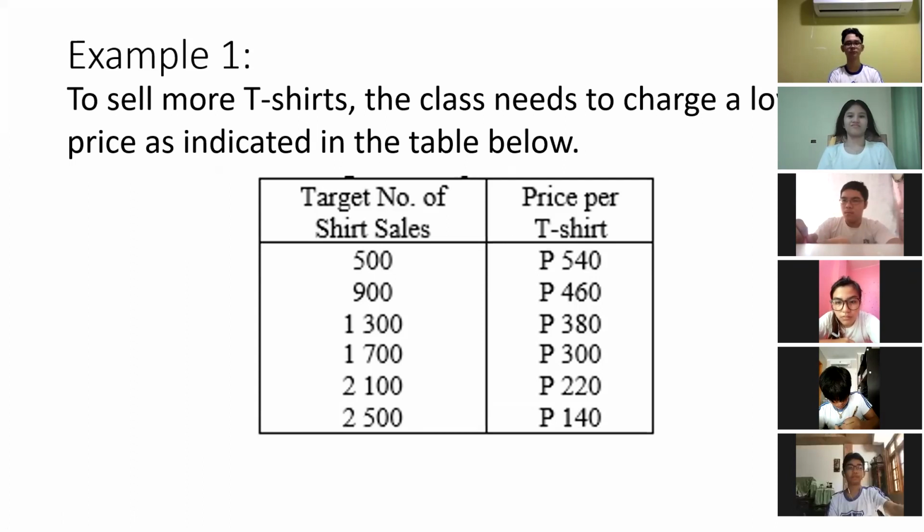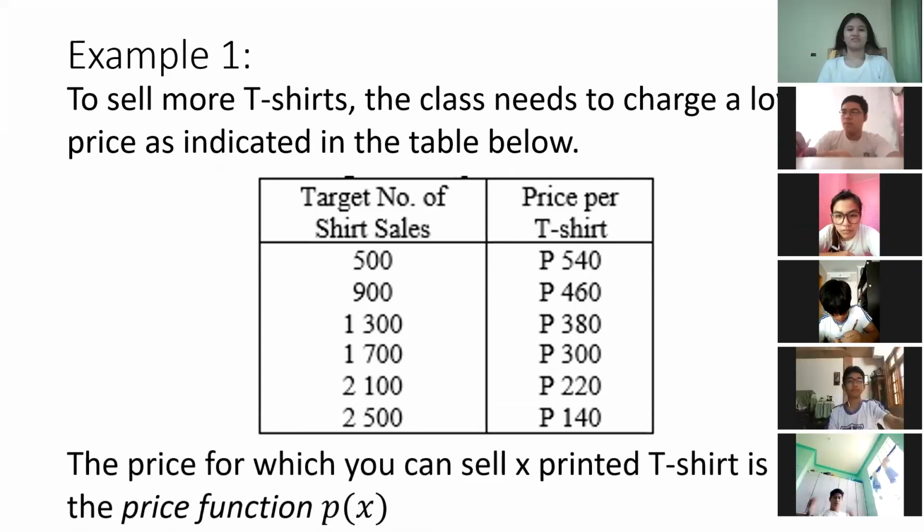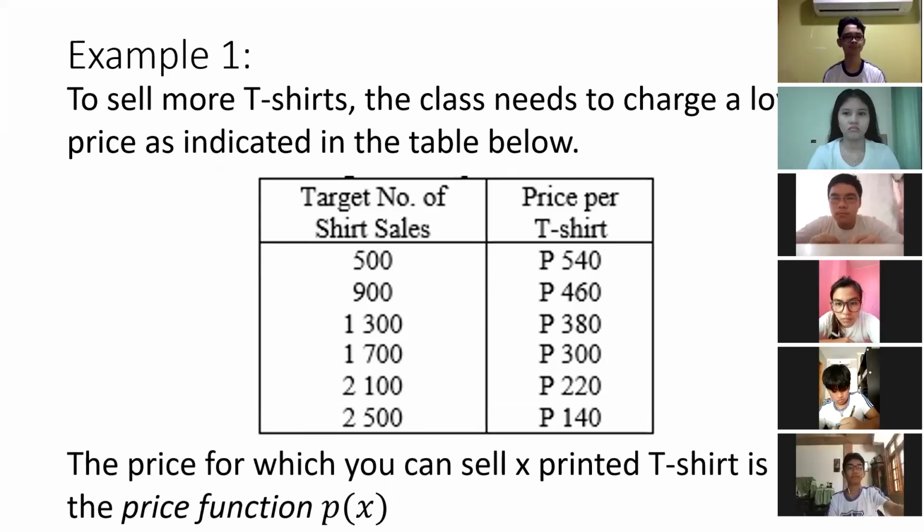A wholesale business. So tell me the price. The price at which you can sell the t-shirt is called the price function P of X. Let's now generate a linear function from the table presented. How are we going to do that? We are going to consider the relationship of 500 and 540 and then create coordinates from them.